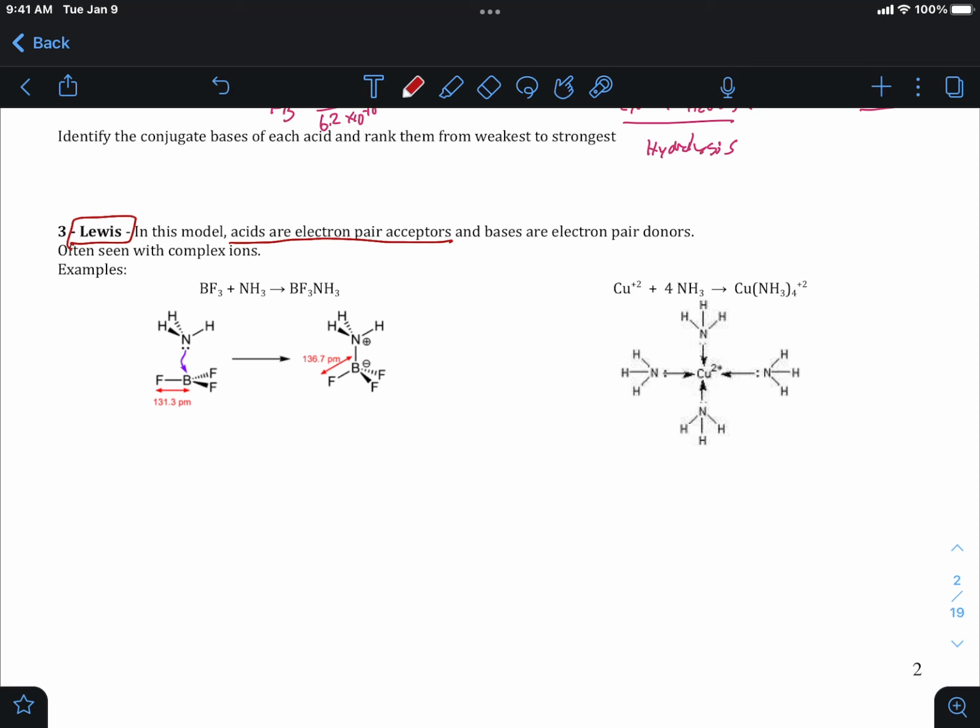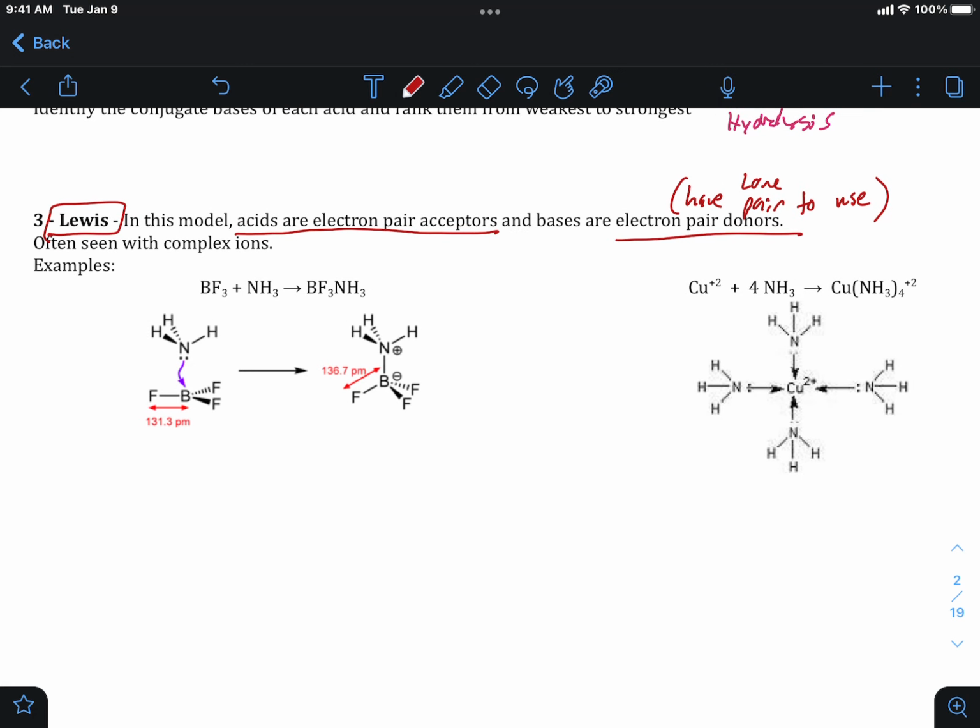And the bases are the electron pair donors, meaning they have a lone pair to use. So Lewis bases must have at least one lone pair in order to be a Lewis base. Remember the ligands from last unit? How the ligands all had to have a lone pair in order to attach to the central ion to form a complex ion? Those are all Lewis bases.